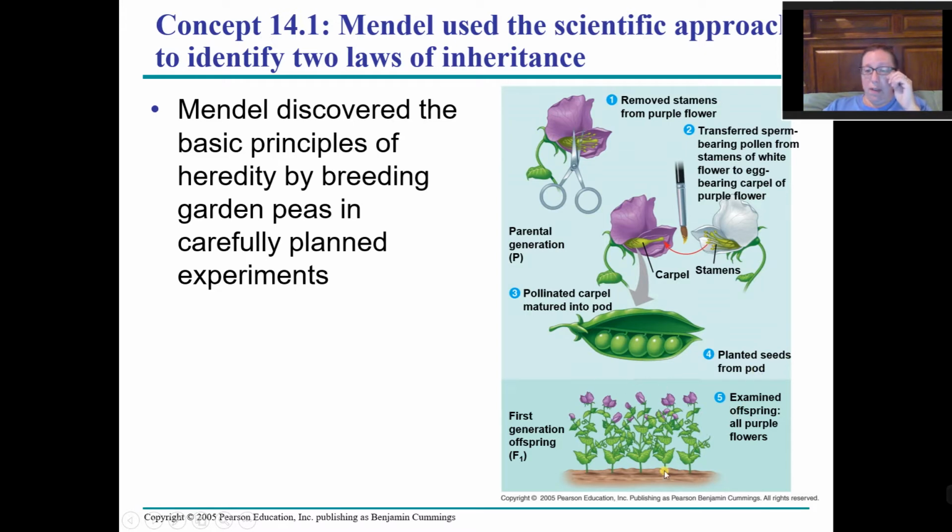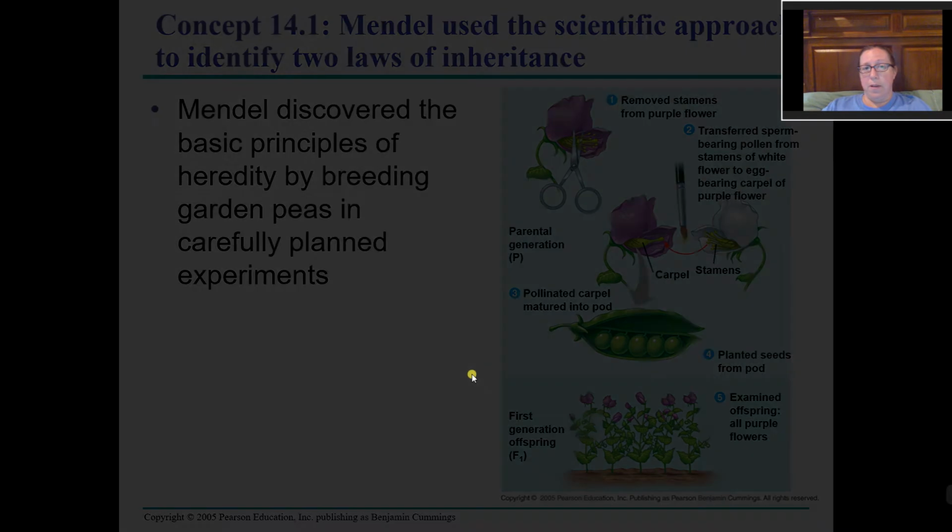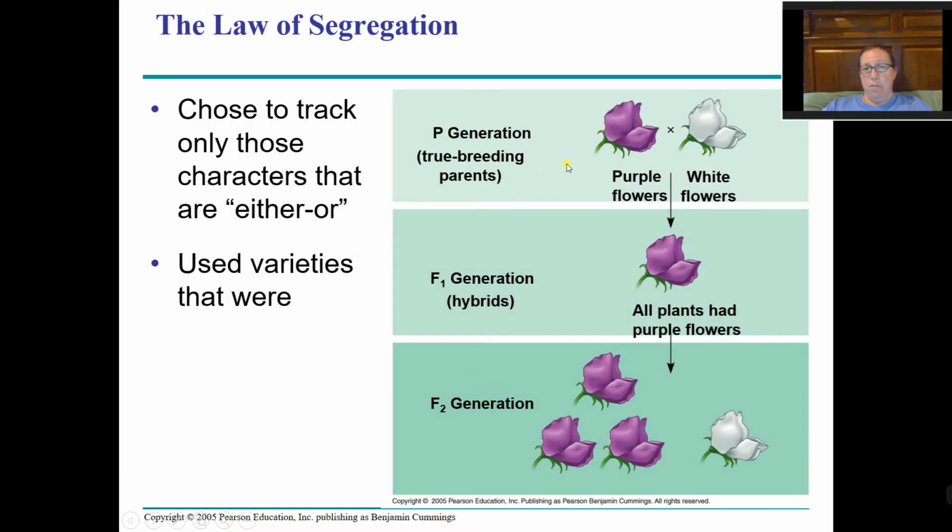And so all of his F1, everybody in the next generation, where mom and dad are, let's say, purple and white flowers, everybody in the F1 generation is all purple. Okay, and this is what he saw. So he then took all of the purple plants and crossed them to each other.